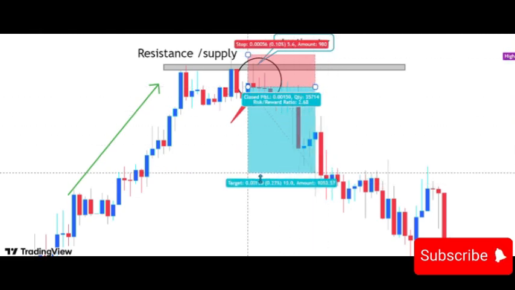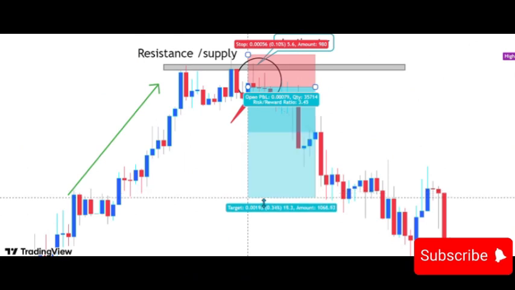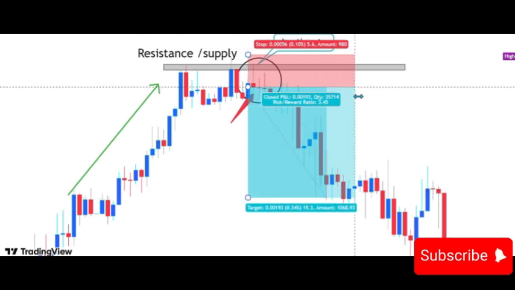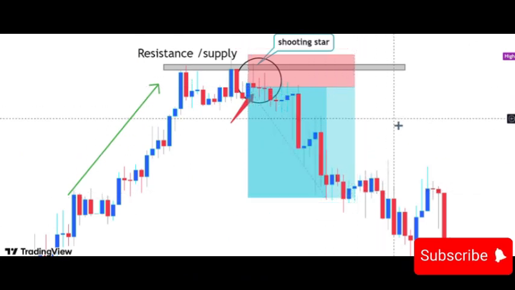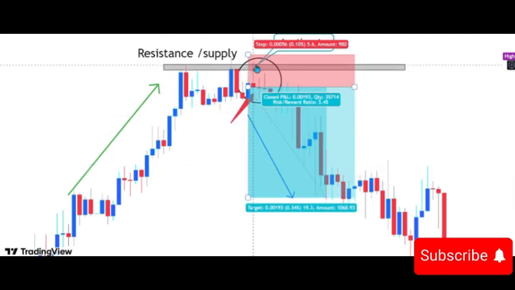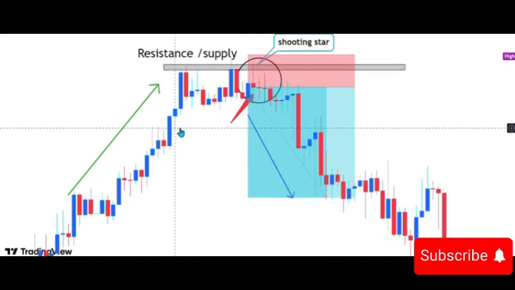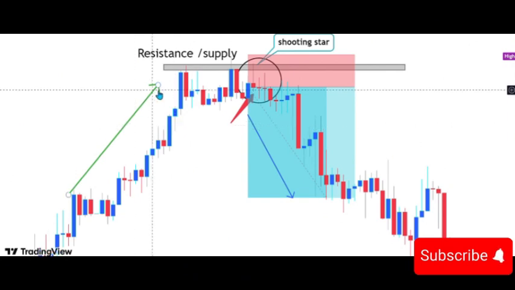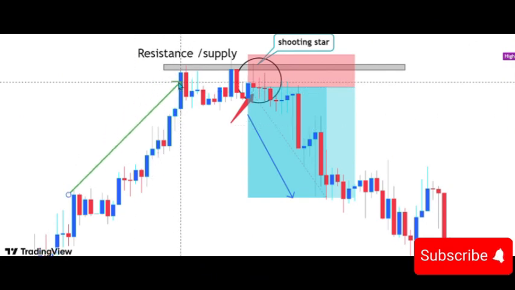We are targeting a 1 to 2 or 1 to 3 or 1 to 4 risk to reward ratio all the way to the downside. So we can continue stacking trades all the way to the downside. So this is how you would trade the shooting star. Once you see the shooting star at resistance or supply zone, or even at trend line bounces, it can reverse the trend from an uptrend.